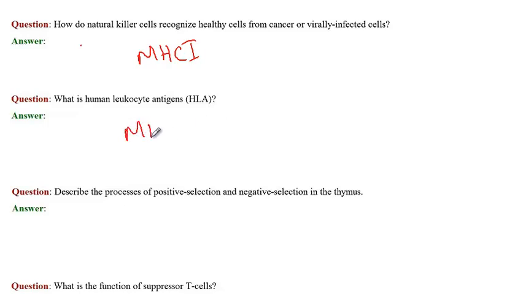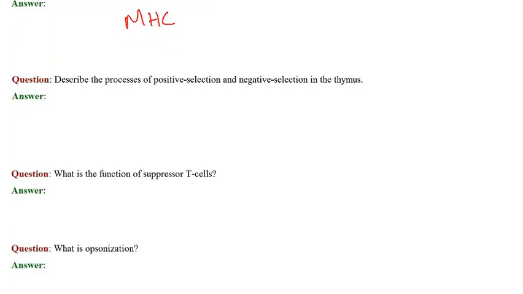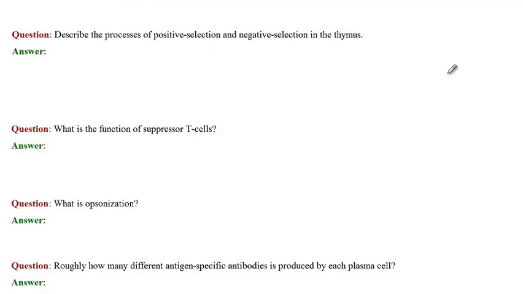What is human leukocyte antigen? Basically, it's the same as MHC protein, except that MHC protein in humans is called human leukocyte antigen. The next question is, describe the process of positive and negative selection in the thymus. We just described that within the thymus, the T lymphocytes become mature, but we didn't describe how these T lymphocytes learn to find antigen and so on.